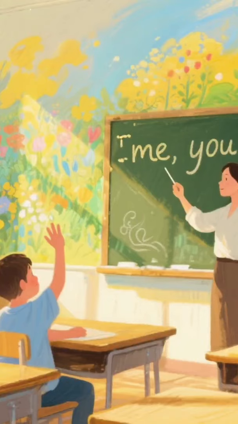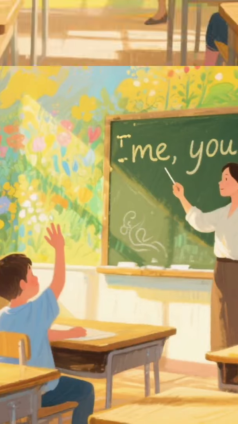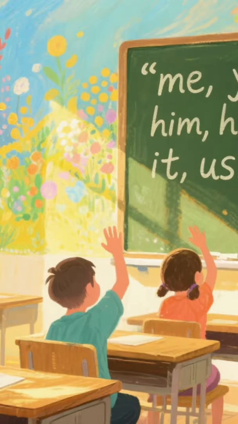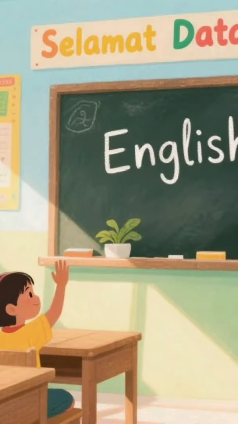Next, let's delve into the different types of pronouns used as objects in English. The most common ones are personal pronouns, which include me, you, him, her, us, and them. They refer to people and are used as objects in a sentence. For instance, "The teacher gave us a quiz," or "I saw him at the park."